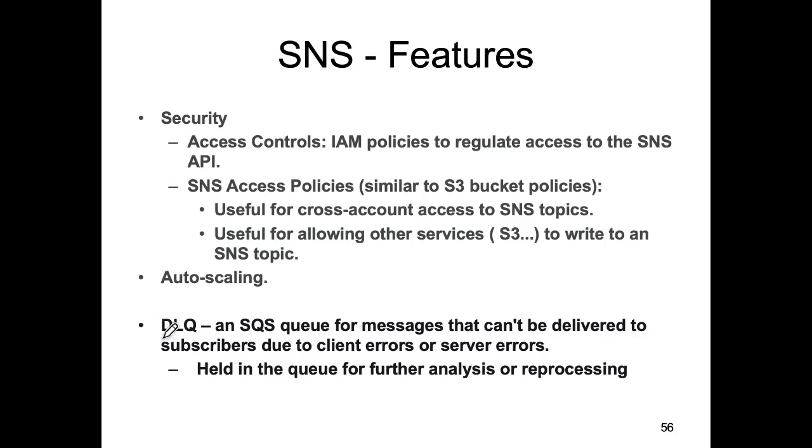So you can associate a dead letter queue, a DLQ, with a subscriber. Then the message that SNS could not deliver to the subscriber endpoint is put into the dead letter queue instead. And then presumably you've got a Lambda that's reading those messages and processing them in some sort of sensible way. We'll see how to associate a DLQ with a subscriber later on as well.